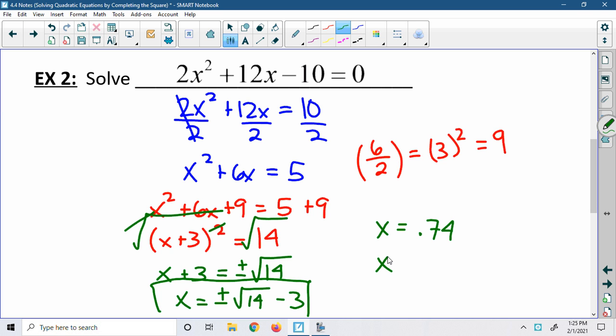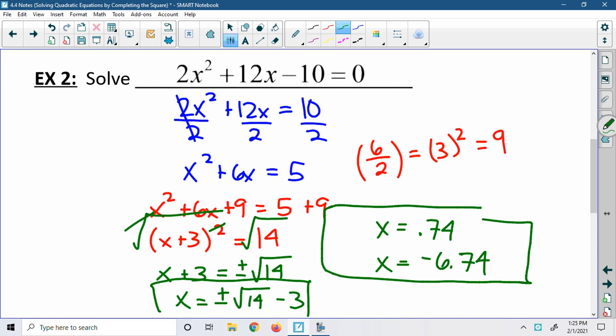And then I'm pulling out my calculator again. Negative square root of 14 minus 3 is what I'm typing. And I get x equals negative 6.74. I think our book kind of favors the decimal approximations, but a lot of books will have you leave it in exact form. So I'm kind of showing you both ways.